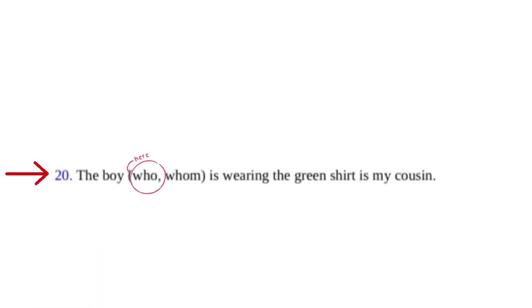Next one, the boy who is wearing the green shirt is my cousin. Here it's who because he's the one doing the action, because he's the one wearing the green shirt.